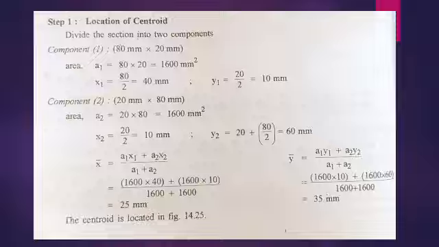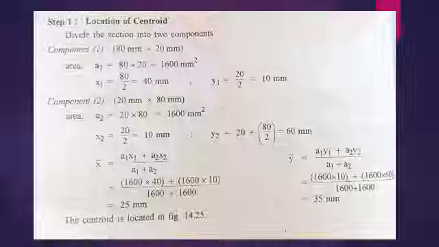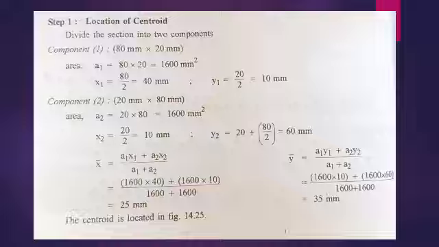Then for component 2, the first rectangular component is resting on the x-axis, and it is resting on the origin itself. Okay, it is present along the horizontal axis. Then for component 2, the 20 mm cross 80 mm rectangular component is present. The area of the rectangle is L into B, therefore 20 into 80, 1600.